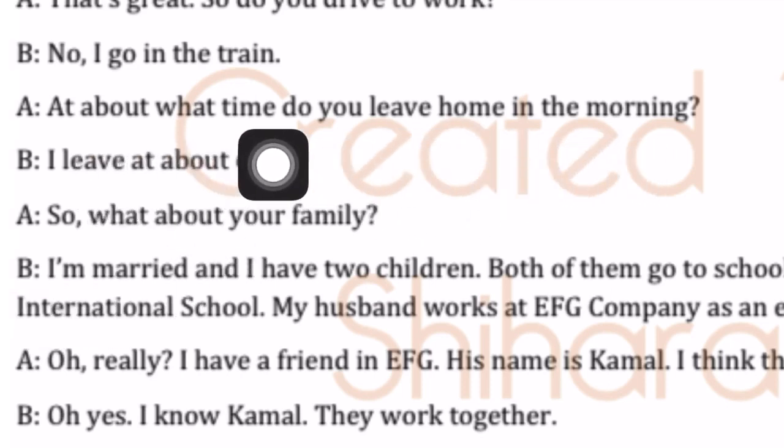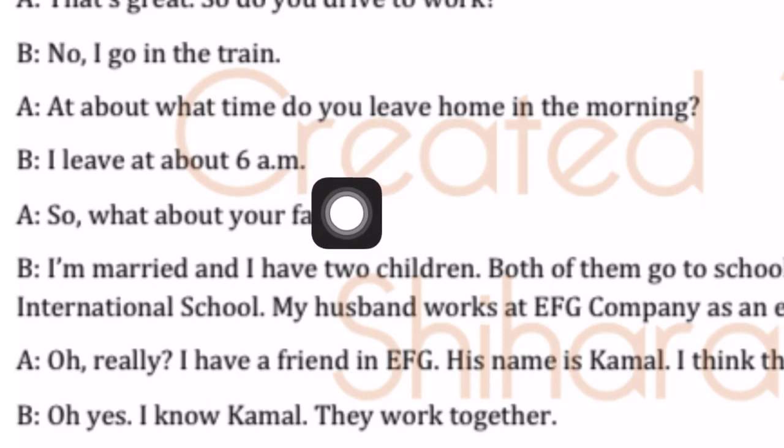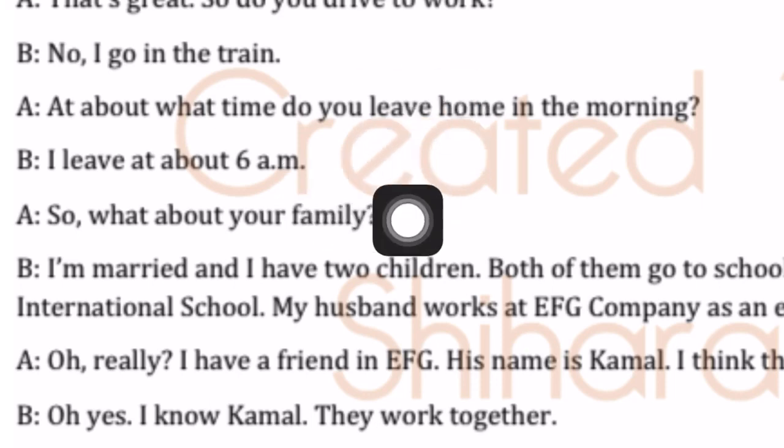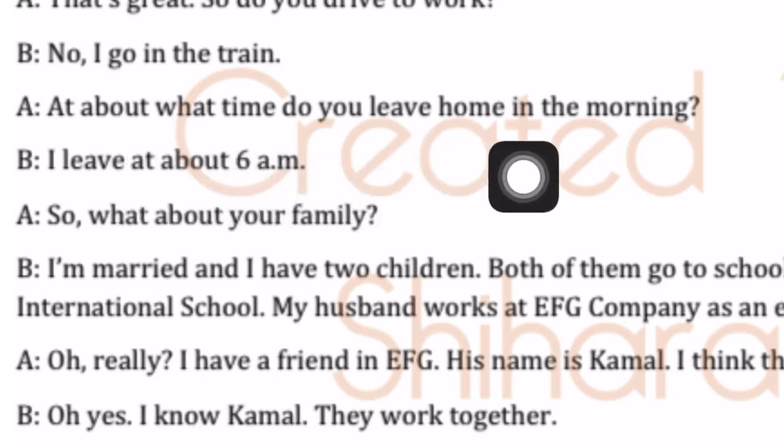At about what time do you leave? Do you leave? The verb is leave. And they use it in simple present tense. Why? Because this person leaves every morning.